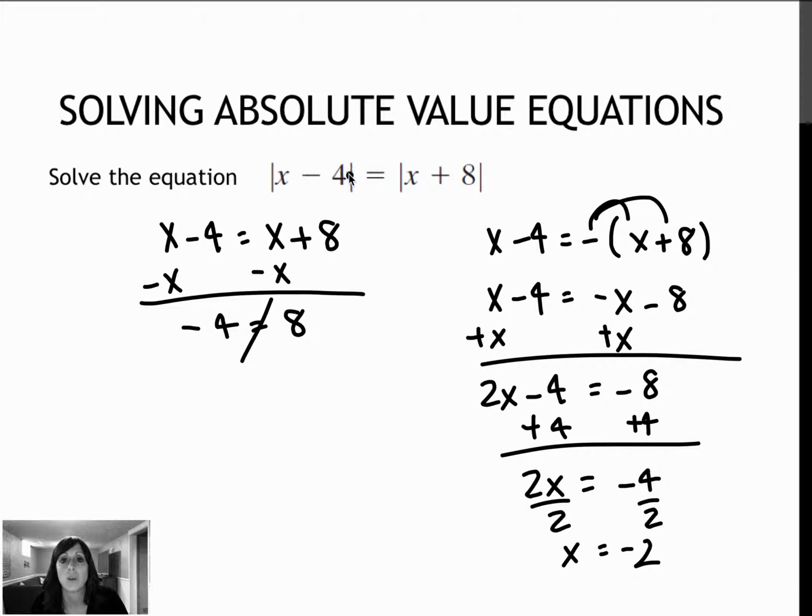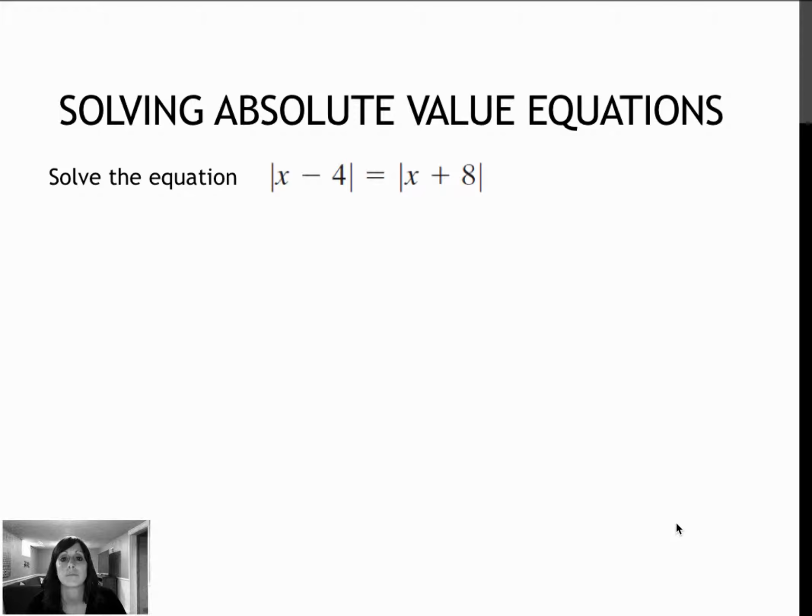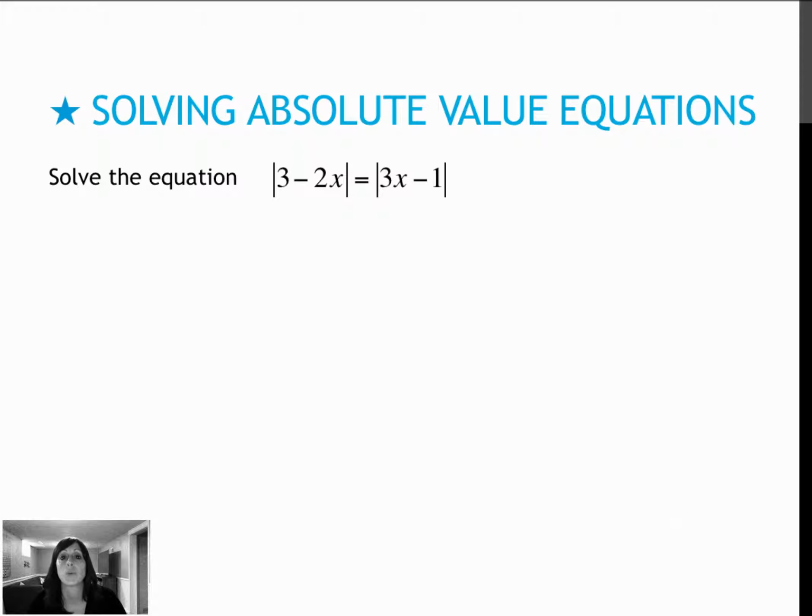Negative 2 minus 4 is negative 6. Absolute value would make it 6. On my other one, negative 2 plus 8 is 6. Absolute value still 6. So I know that this one works out okay. Go ahead and try this one on your own, then press play to see how you did.